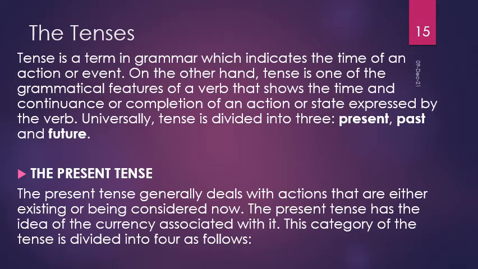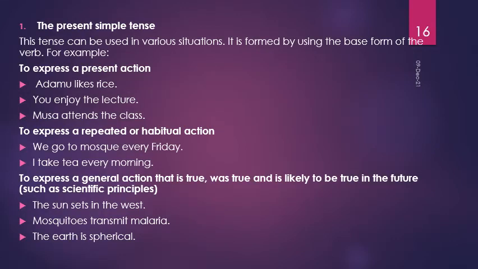The present tense. The present tense generally deals with actions that are either existing or being considered now. The present tense has the idea of currency associated with it. This category of the tense is divided into 4 as follows. The present simple tense. This tense can be used in various situations. It is formed by using the base form of the verb.